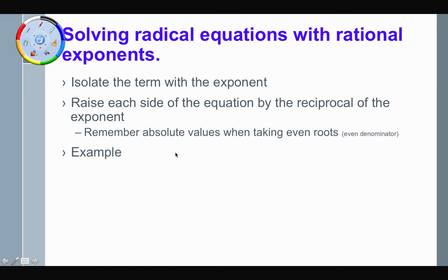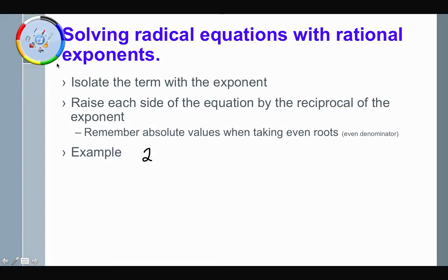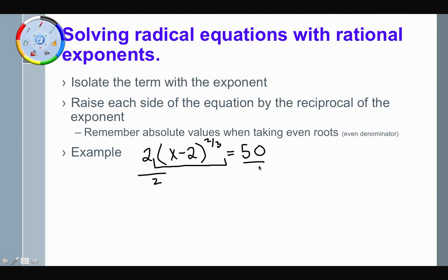First example is going to be 2 times x minus 2 to the 2/3 power, and that's going to equal 50. All right, so we need to isolate the expression with the exponent, and that is this piece right here. So we need to divide by 2 and divide by 2. So we're going to get x minus 2 to the power of 2/3 is equal to 25.